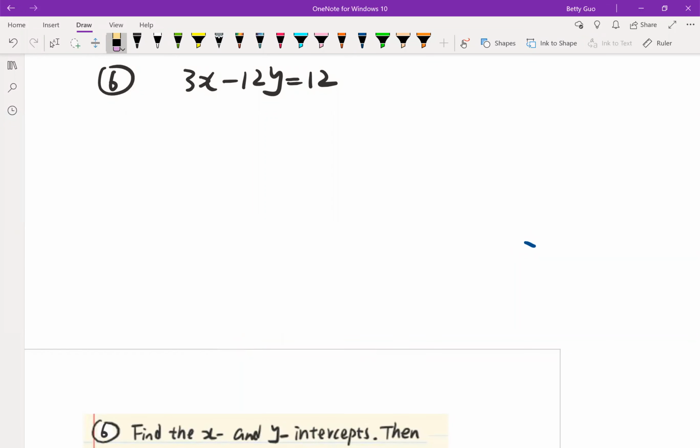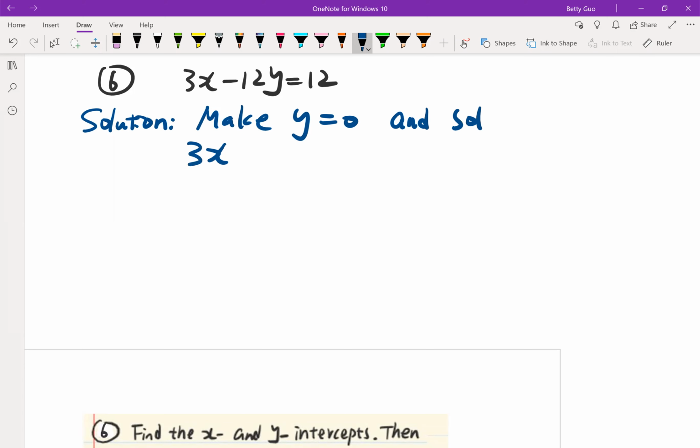This is the process. Let's find the x-intercept first. We're going to make y be 0 and solve for x. 3x minus 12 times 0 equals 12. 12 times 0 is 0, right? So the term is just 0, and we have 3x equals 12.